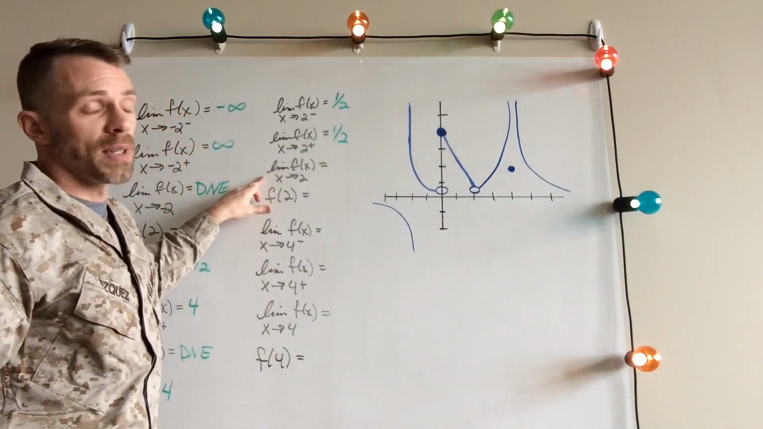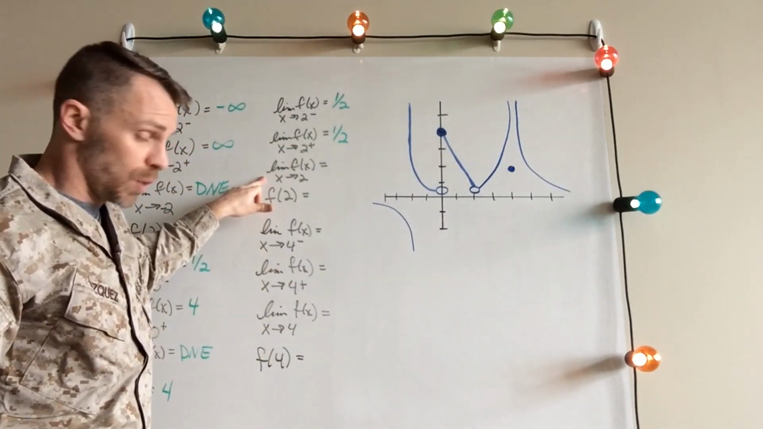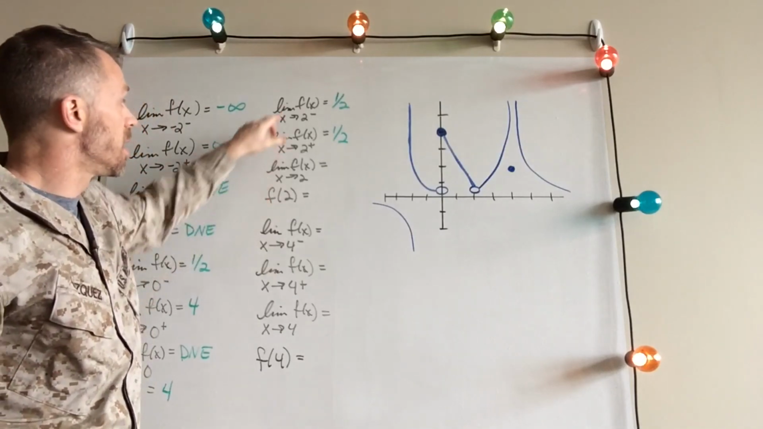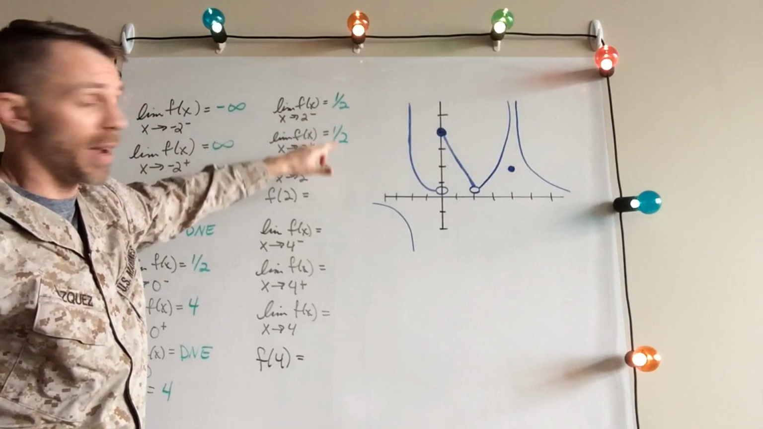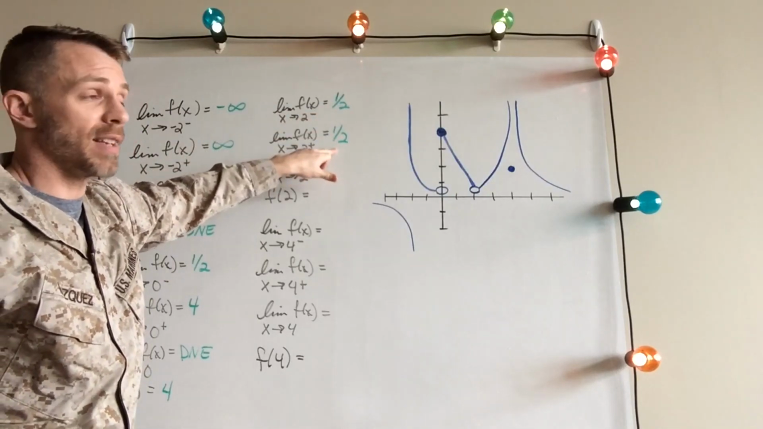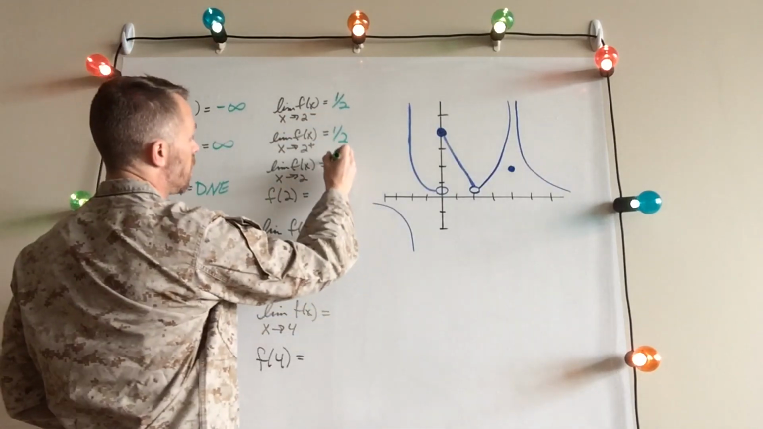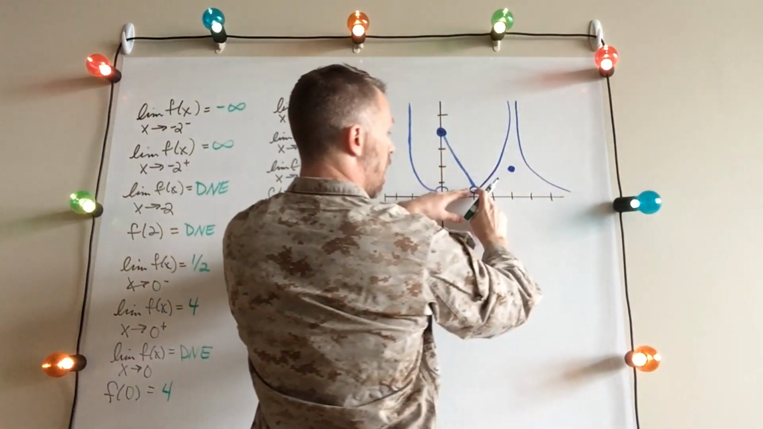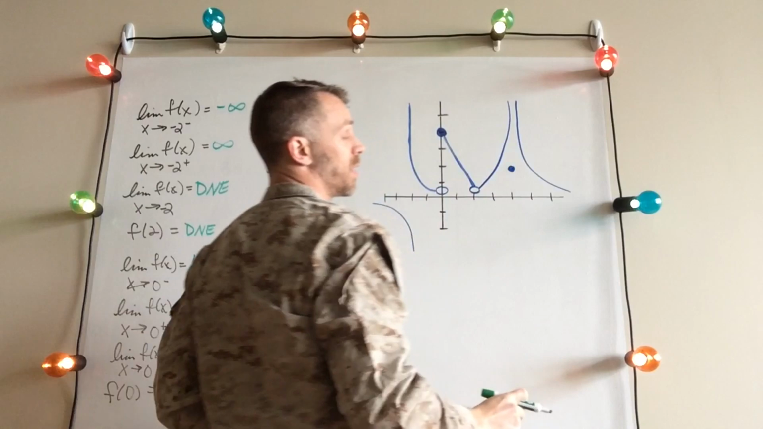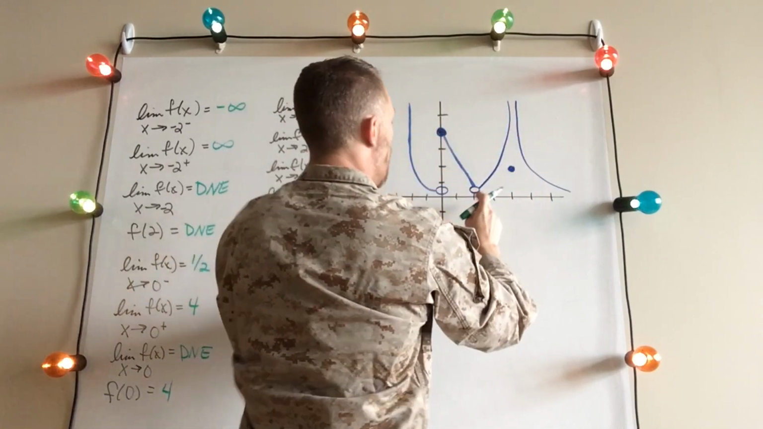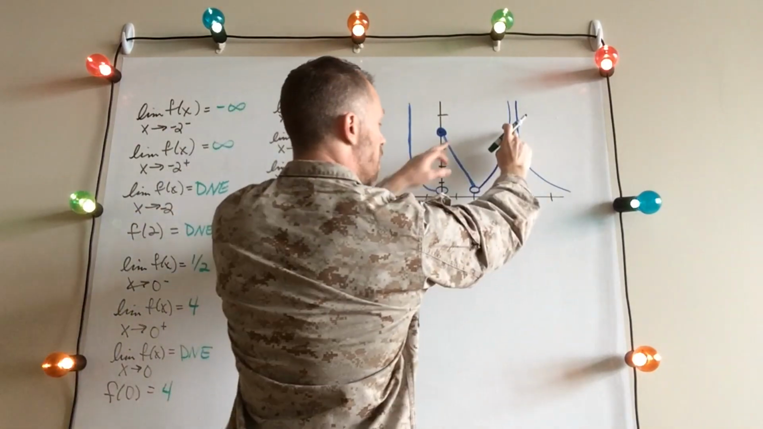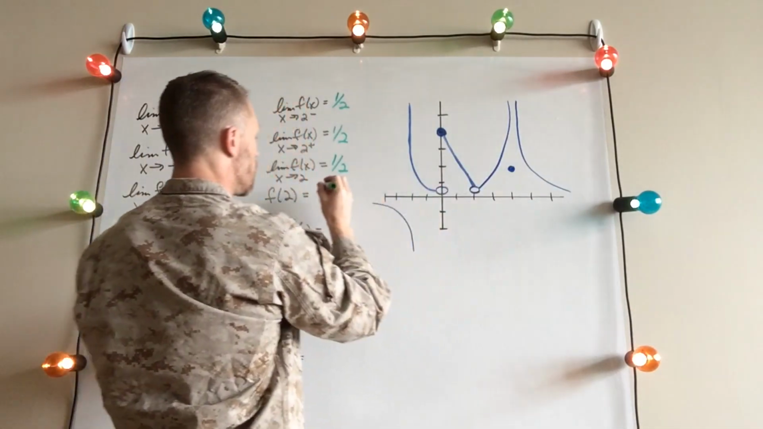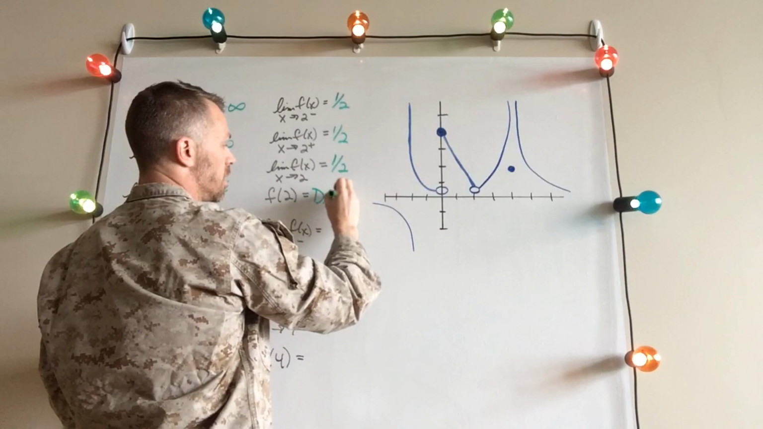Overall, if we want the limit of f of x as x goes to 2, that would mean the left limit equals the right limit. Left limit is 1/2. The right limit is also 1/2. So the limit as x goes to 2 is 1/2. Graphically, our fingers come together. What is f of 2? There's an open circle there, so that means that f of 2 does not exist.